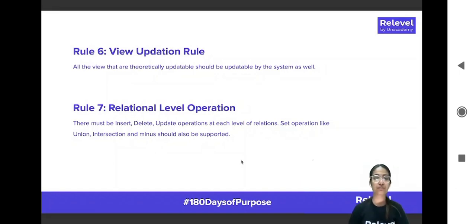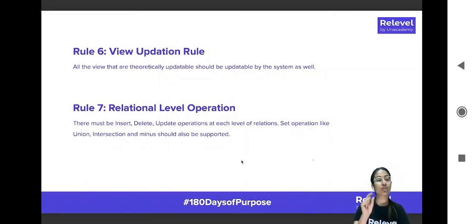Okay, so we'll start our discussion with rule number 6, now that we have already covered the rules from 0 to 5. Rule number 6 is known as the view updation rule, which means that all the views that are theoretically updatable should be updatable by the system as well. Views are nothing but scenarios that you consider, certain columns or certain rows that you pick up, and try to create a view based on the query you have, right? You try to generate views for your databases.